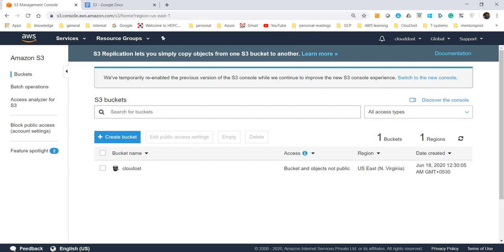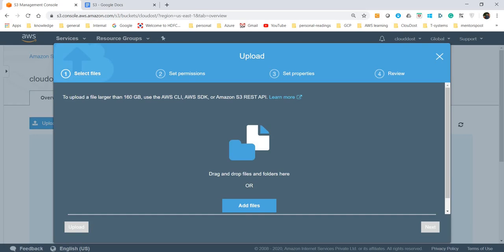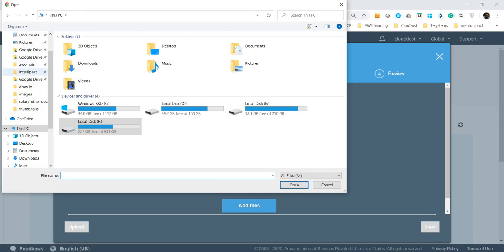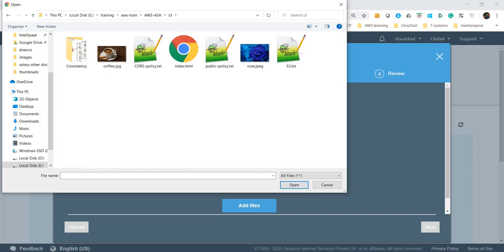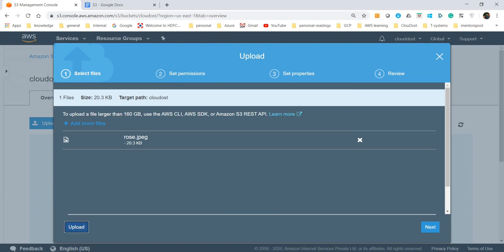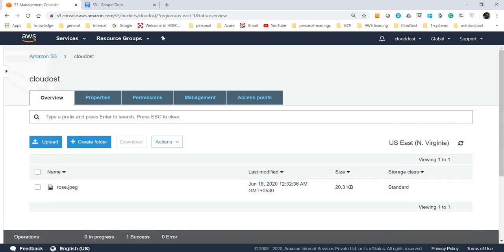So how can you upload? You can go inside it. You see this upload option. Click on this upload button. As you click on add files, a pop-up will come and you can navigate to the location where you have your file. So I'll click on add files. I'll navigate to the location. I have my data over here, and now I will be uploading a file, let's say rose.jpg. This is an image that I will be uploading, and click on upload. Now you see this task bar, it says 100% success and the file has been uploaded. In this way you can use S3 to upload n number of files.